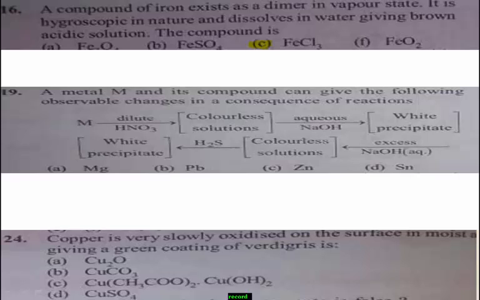This sodium zincate reacts with hydrogen sulfide to form a white precipitate of zinc sulfide. The reaction is like: Na2ZnO2, sodium zincate, when it reacts with hydrogen sulfide, H2S, we get the precipitate of zinc sulfide, ZnS, plus 2 moles of NaOH plus 2H2O. Therefore, C is the right answer for this question, because zinc is used in all these reactions. Option C is the right answer.